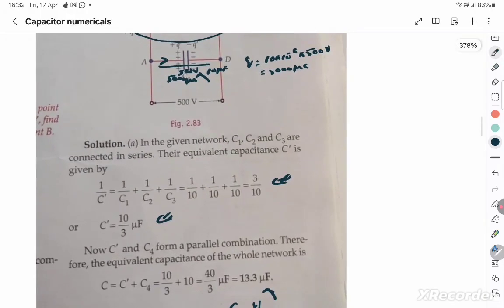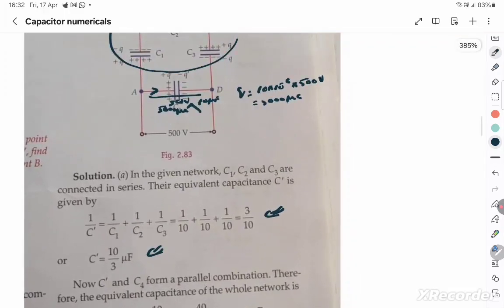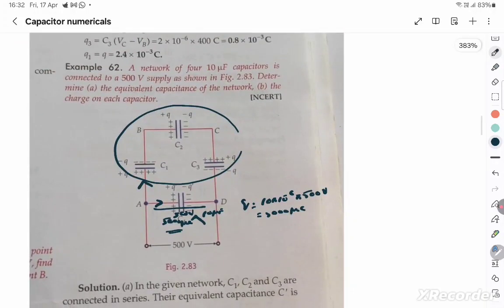You can subtract it: 6650 microcoulomb. That's right. And if you take away 5000 microcoulomb from that, the balance is what is going to flow through the other circuit.